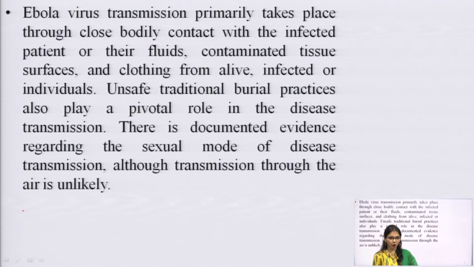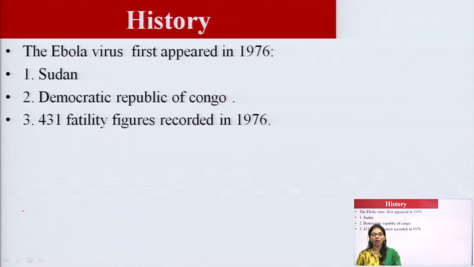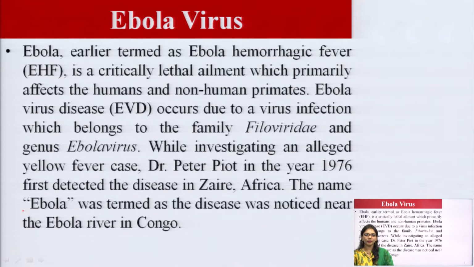Some documented evidence regarding Ebola virus transmission includes the sexual mode of transmission, while transmission through the air is very unlikely. As I told you in the previous slides, while investigating this yellow fever or Ebola virus, Dr. Peter Piot in 1976 first detected the disease in Africa, and Ebola virus is an infectious disease which kills a patient in a very short period of time.